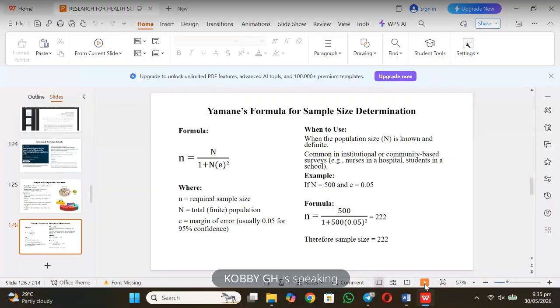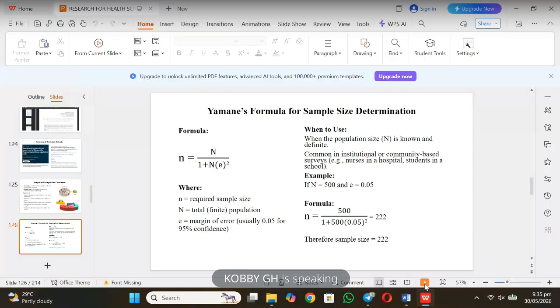So what that means is that when the population size is relatively small, it's not that big, please use the Yamani's formula. But when the population size is very big and you use the Yamani's formula, the small n at the end of the day will become very big. These are the two conditions. Keep it in your mind, and we will ask you questions on that.